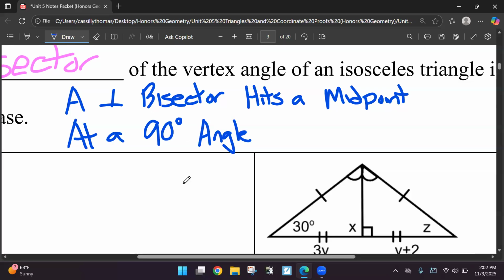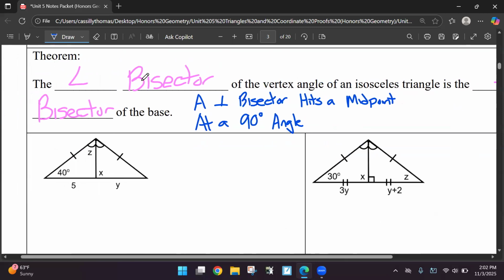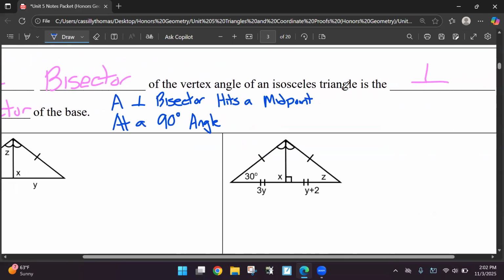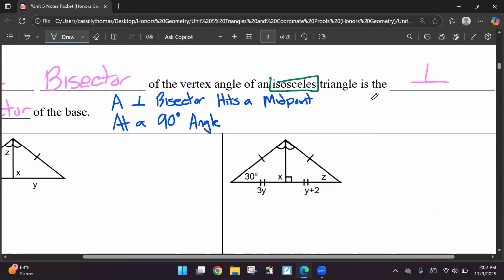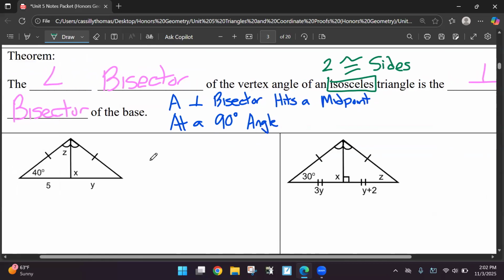Let's just recap what we have here. The angle bisector of the vertex of an isosceles triangle. We have to have an isosceles triangle, so that means two congruent sides. If our triangle is not isosceles, this does not work. So the very first thing we need to verify is, do we have an isosceles triangle? If we do have that angle bisector, then it's going to hit this midpoint right here at 90 degrees.